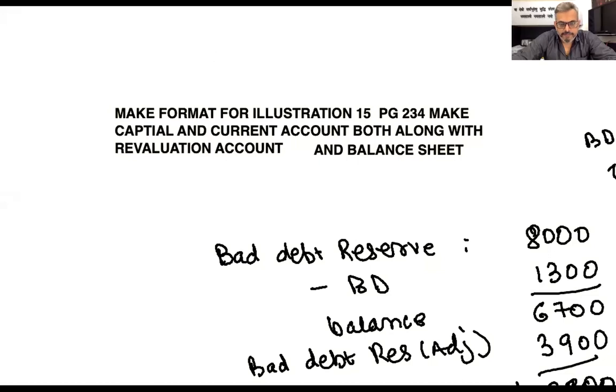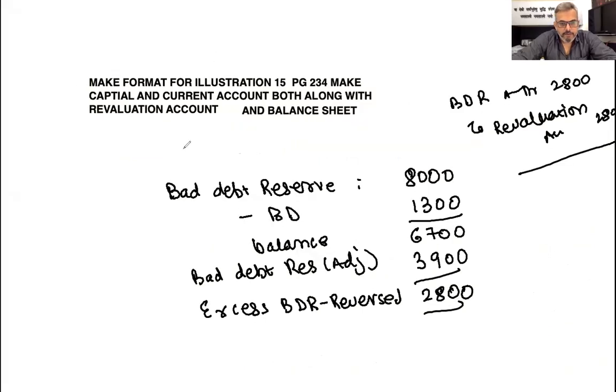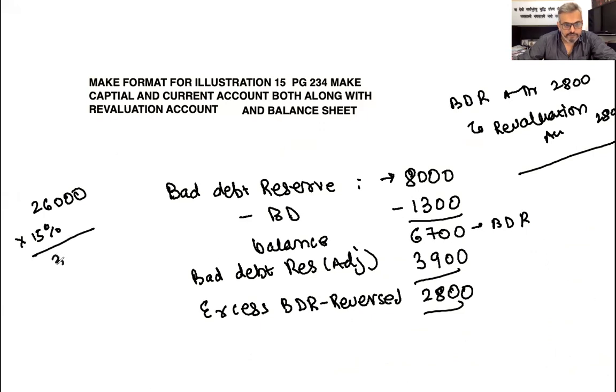Now, pay attention, once again I'm explaining the concept. Bad debt reserve, we already had 8,000. Then additional bad debt came at 1,300. So our balance left is 6,700. This is the balance of bad debt reserve with us. But current year debtors are 26,000, and on this 15% we have to create reserve, which comes to 3,900. That means we need 3,900 but have 6,700. So what is the excess? 2,800.